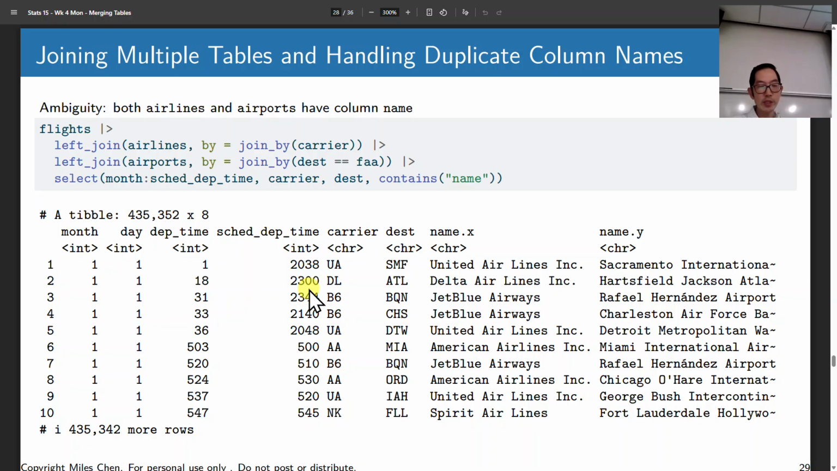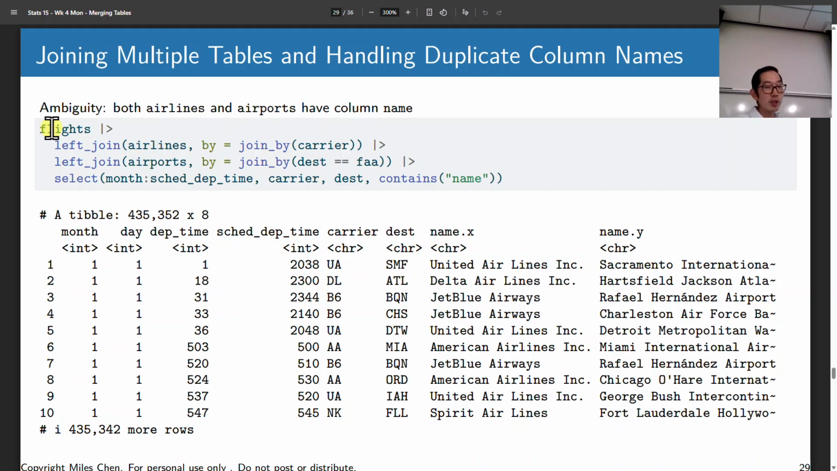What if we wanted to have information about the airline and also the name of the destination airport? Okay, so we can join that. We have two dimension tables here. We have the flights table. We want to join in the airline name, and I also want to join in the airport name.